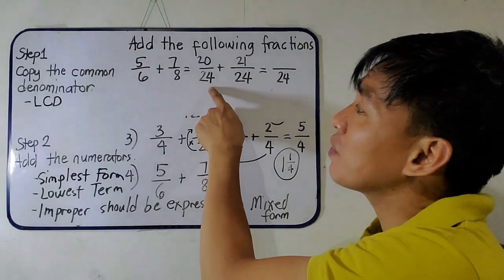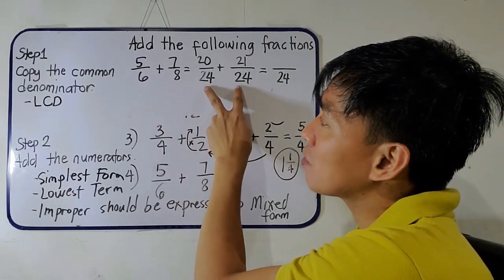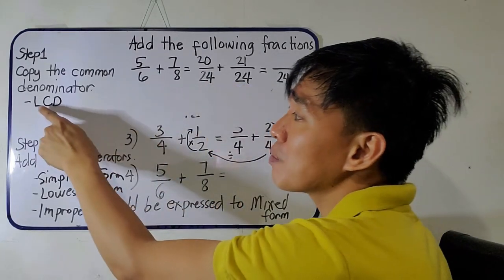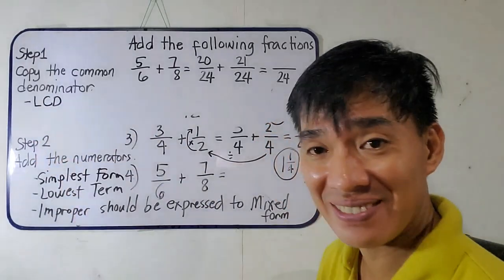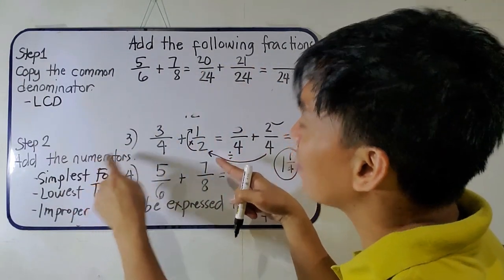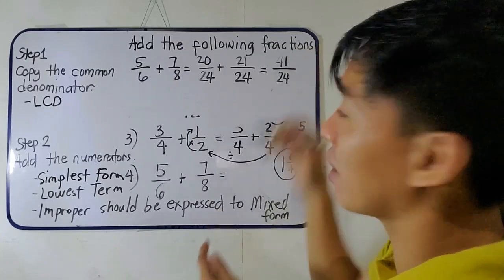Alright, how did we change these two denominators into 24, the common denominator? Of course, by the use of LCD, we look for the least common denominator. Okay? The next step that we have to do is add their numerators. So 20 plus 21, that's 41.